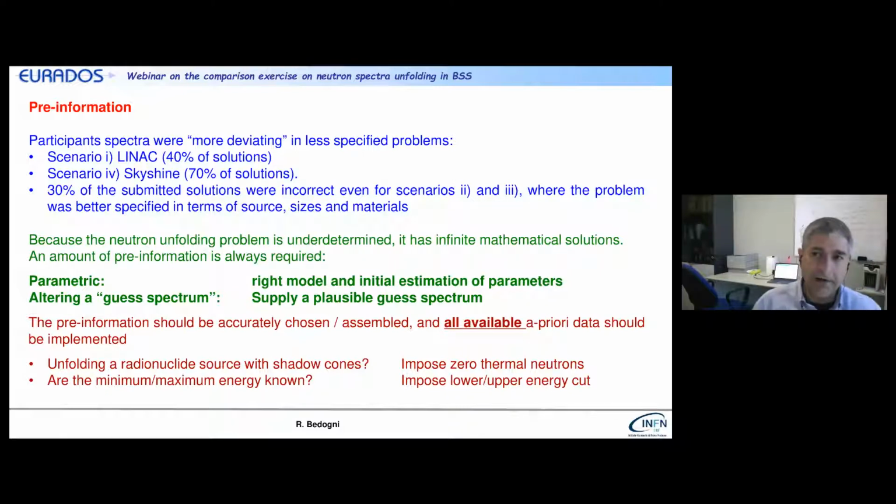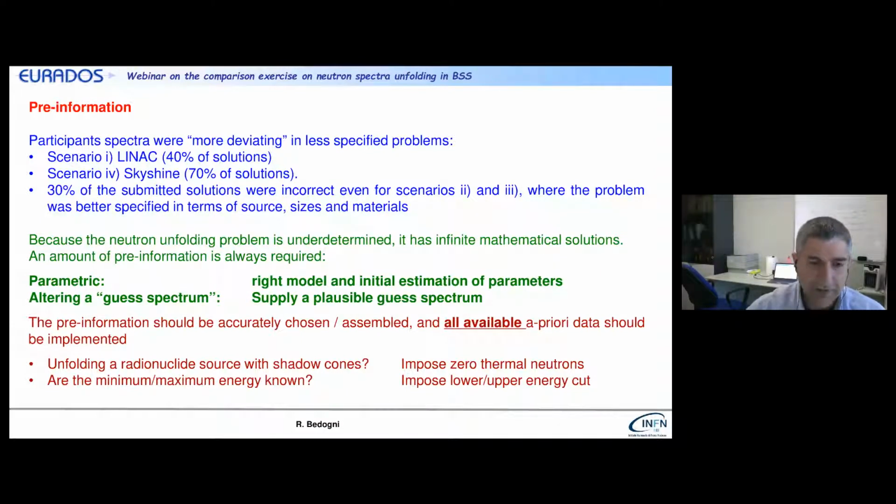So what does it mean preparing or assembling a physically meaningful pre-information? If you are using a parametric approach, you should select the right model. It is always known if we are in a nuclear reactor, in a radionuclide source, or in a particle accelerator, so there are means to know which physical model to produce neutron spectra is the most suited one. And if we are using a parametric approach, the initial estimations of the parameters are also important.